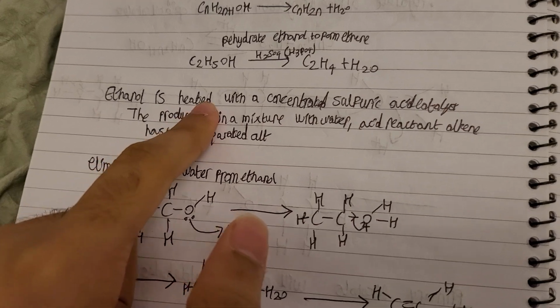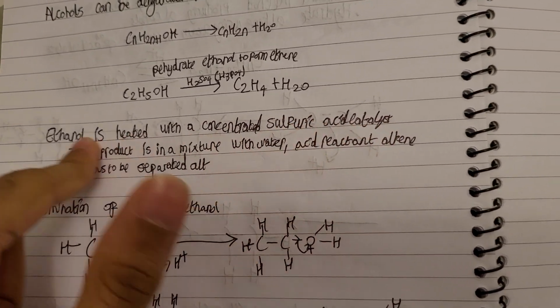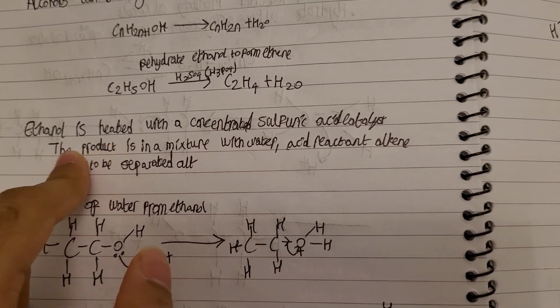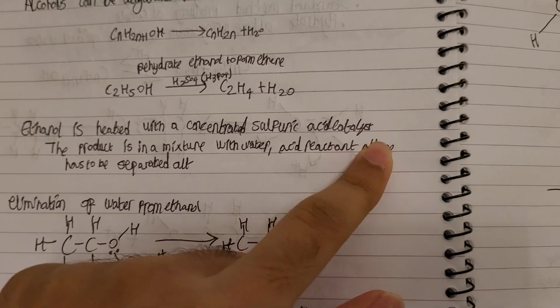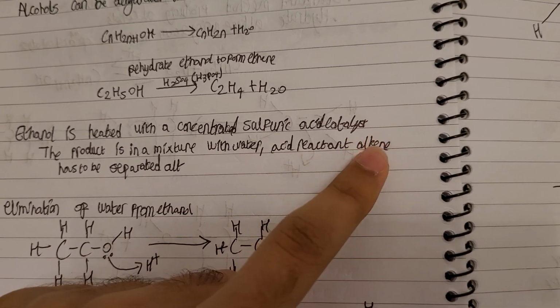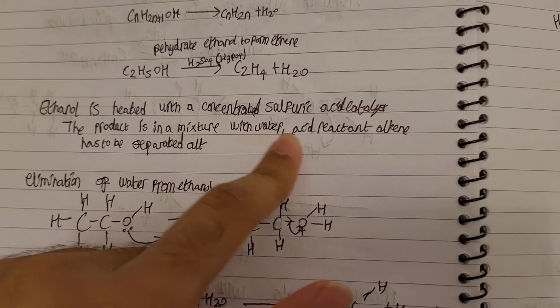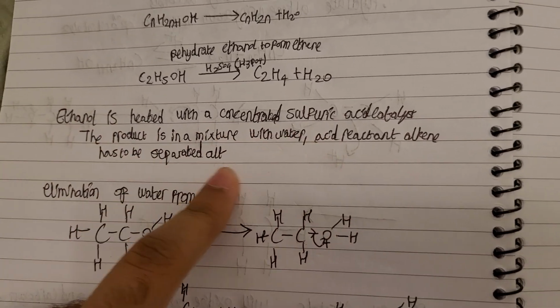So the ethanol is heated with a concentrated sulfuric acid catalyst. One thing to be wary of is that the product is in a mixture with the water, acid, and reactant. Therefore, the alkene has to be separated out, because if the product's in a mixture with water, acid and reactant, it's going to contain impurities.